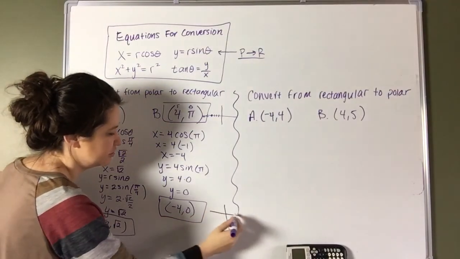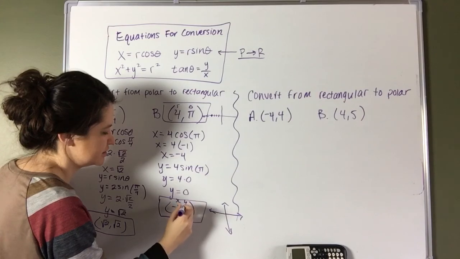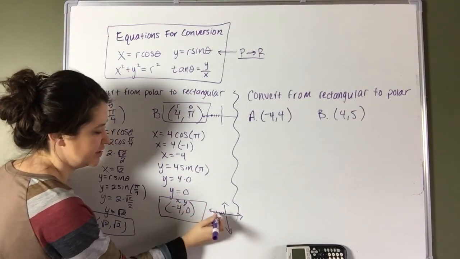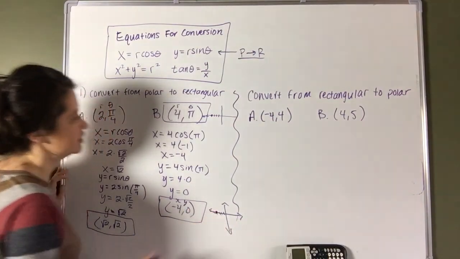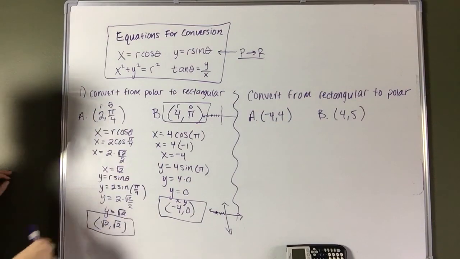Now in the rectangular coordinate system, this is x and this is y, so we go out 1, 2, 3, 4 in the negative direction on the x-axis, don't go up or down on y, right? So those do match up with each other. And you could do the same thing with these.